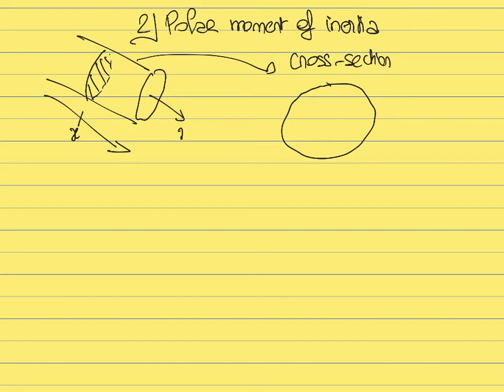If this is the x-axis, then we can define an axis y that would be like this, and an axis z that would go like this, so that those three axes are perpendicular to each other. And so if I draw now the cross section, then you would have the axis x that is pointing towards you, axis y going towards the right, and axis z going upwards.